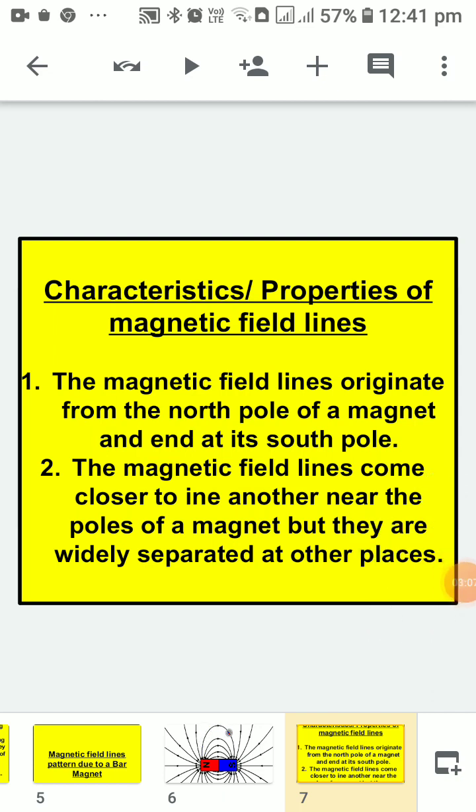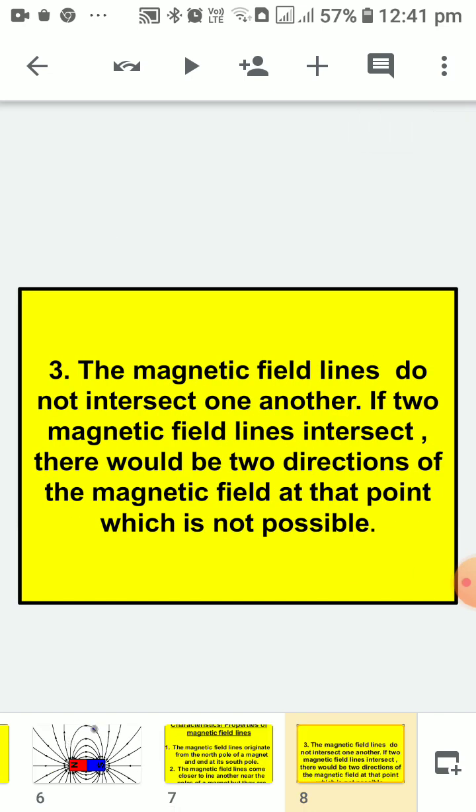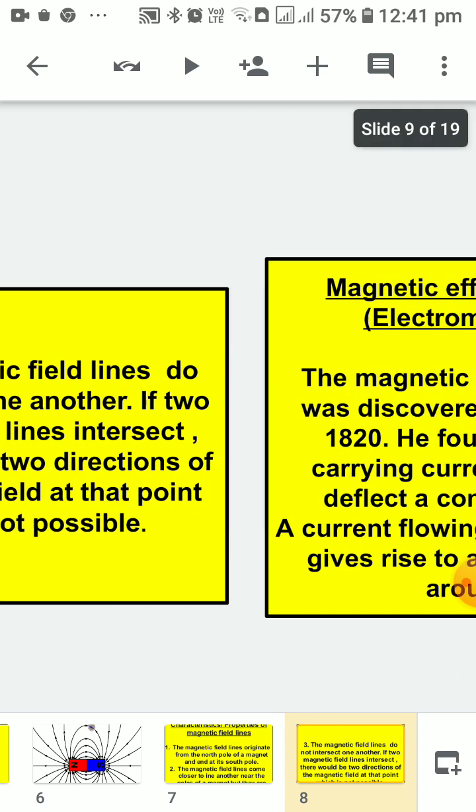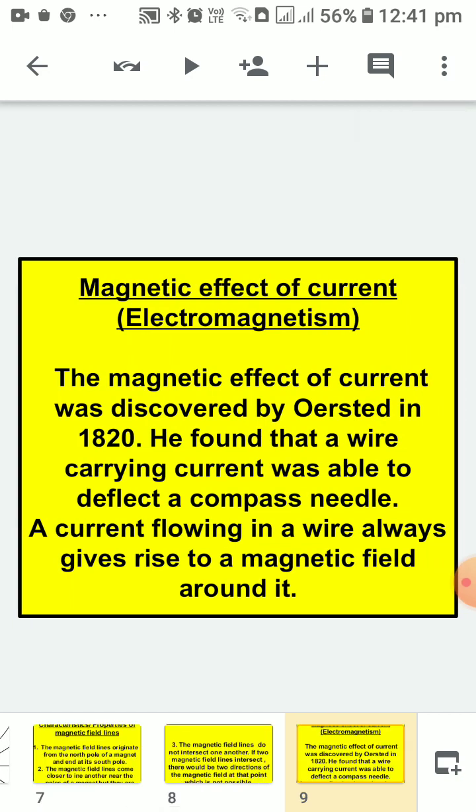The magnetic field lines come closer to one another near the poles of a magnet, but they are widely separated at other places. The magnetic field lines do not intersect one another. If two magnetic field lines intersect, there would be two directions of the magnetic field at that point, which is not possible.